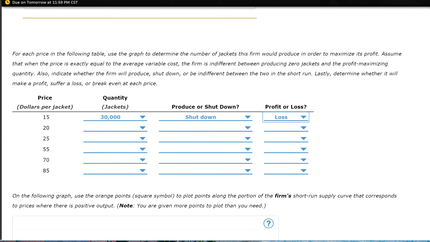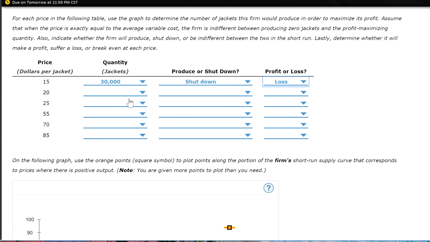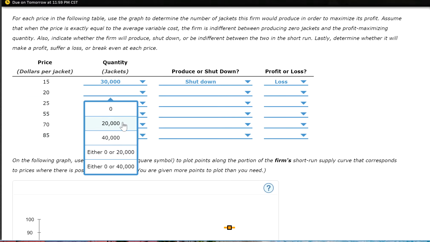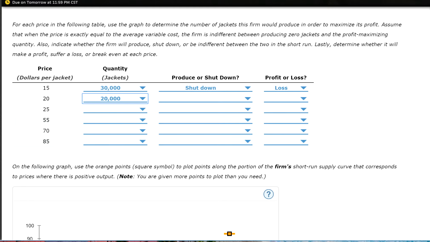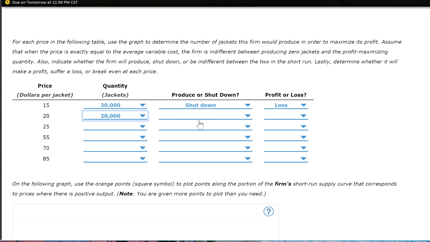Now at the next one, at 20, we look at this over here. Our quantity will be 40,000, so produce 40,000. Now at 40,000, we're at this point, and we're still below our average variable cost. So we also shut down, because we're losing money.